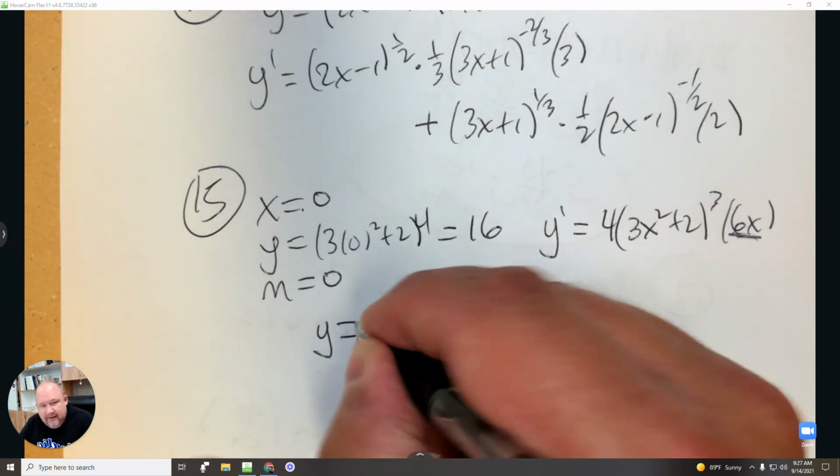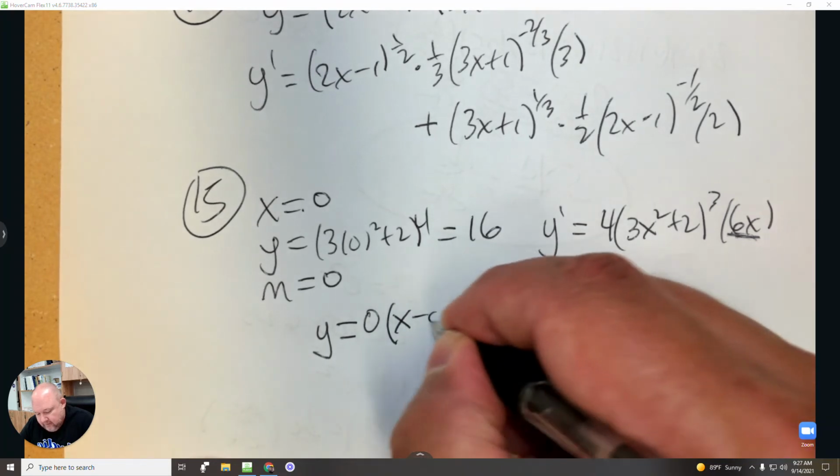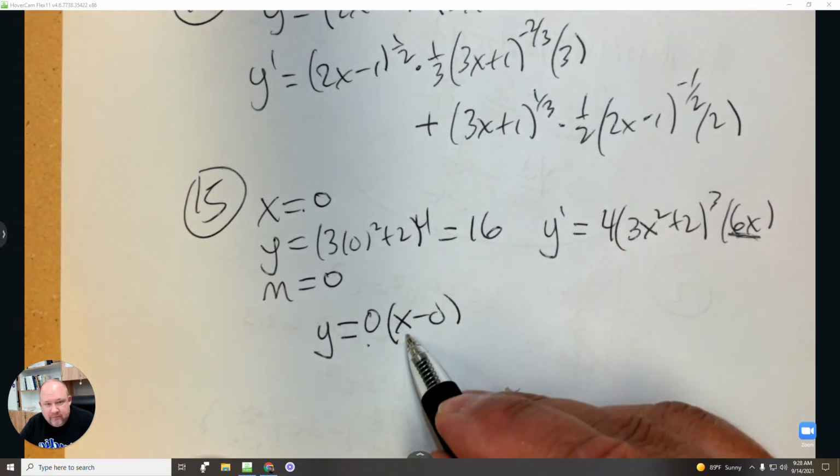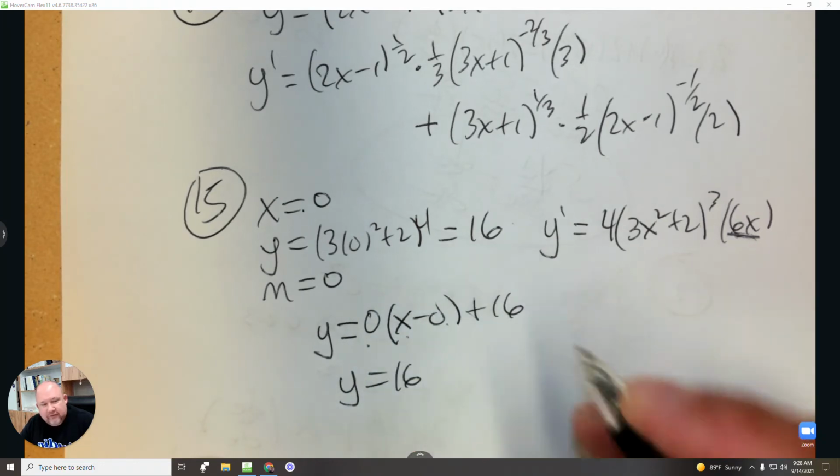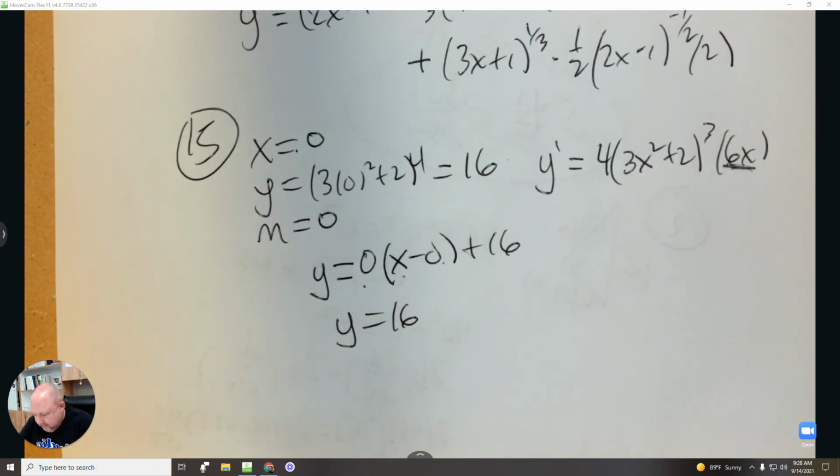So it would be y equals, now do I really need to go do this part? 0 times x minus 0? No. All I'm left with is 16. So it's just y equals 16 is the equation of the tangent line.